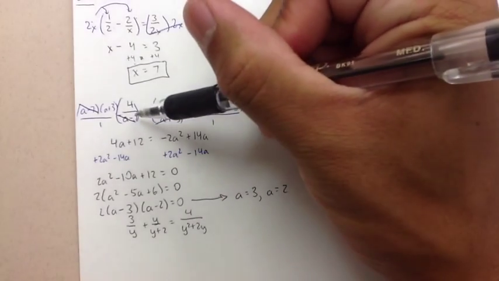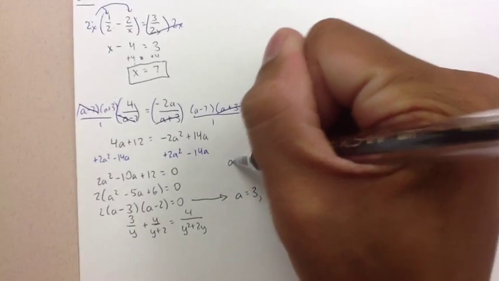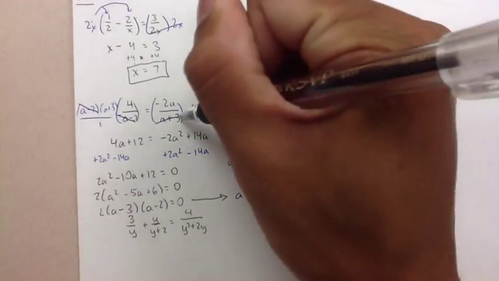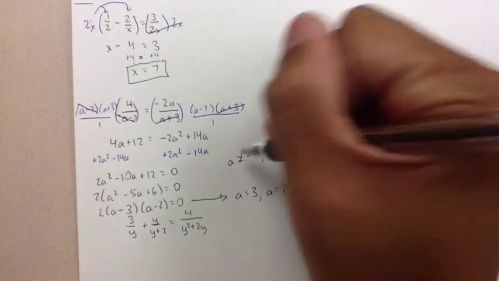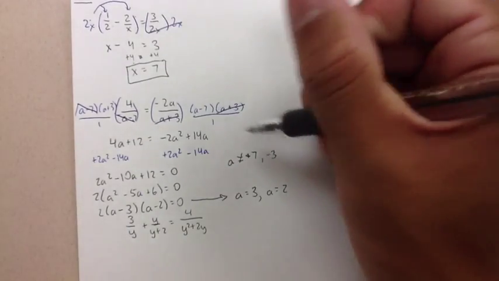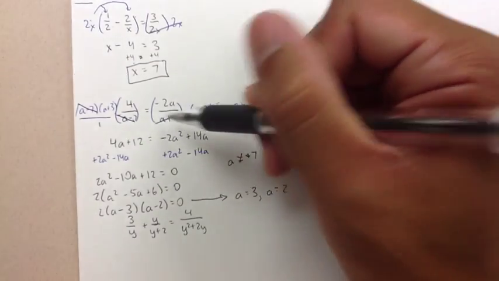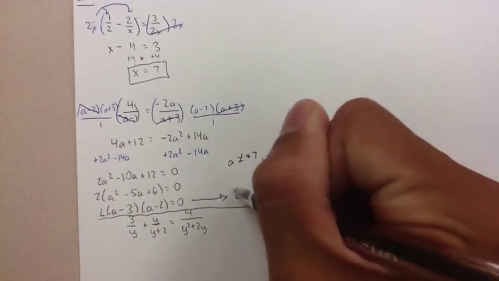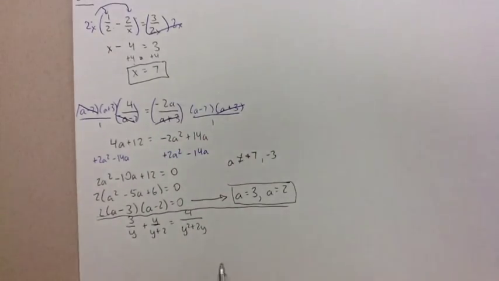Up here I just want to check and make sure. This a minus 7 is a restriction, so I know that a cannot equal positive 7. And a can't equal negative 3, because those are the two things that will make the denominator 0 somewhere in this equation. So both of these answers are correct.